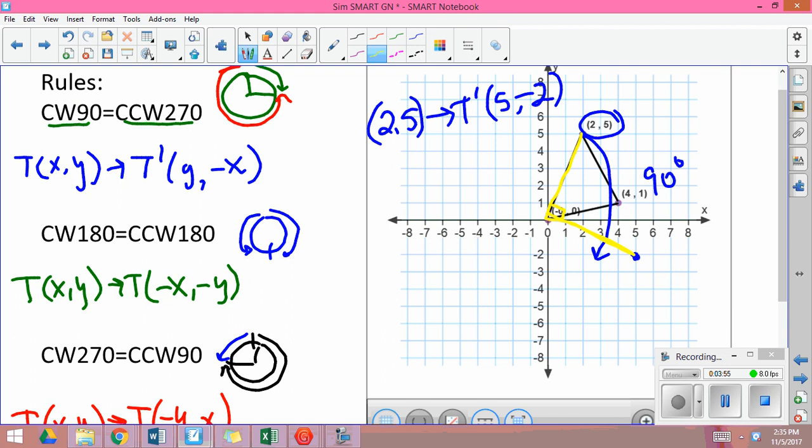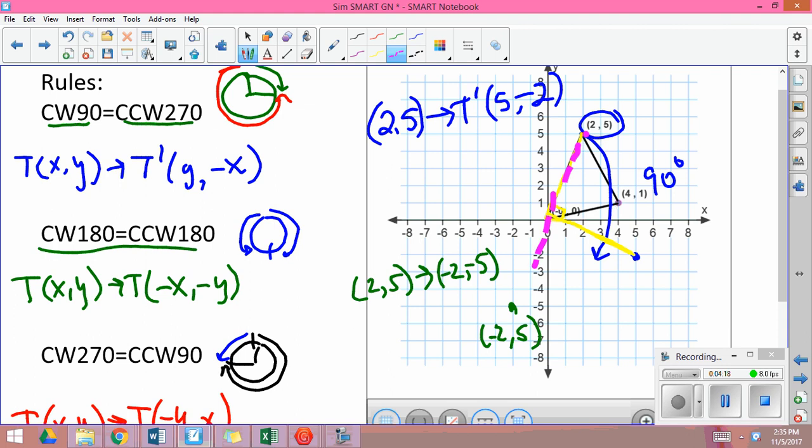Now if I take that same point, 2, 5, and rotate it 180 clockwise or counterclockwise, it says do the opposite sign, leave them in the same order. So negative 2, negative 5. And if I connected that, you've got 180 degrees either direction.